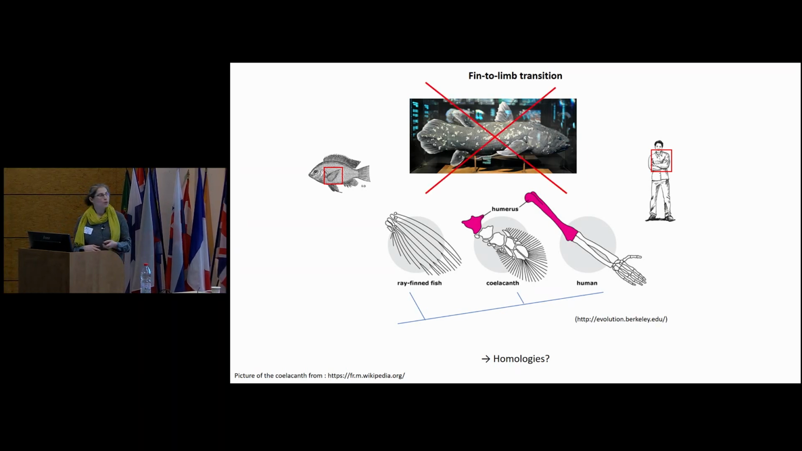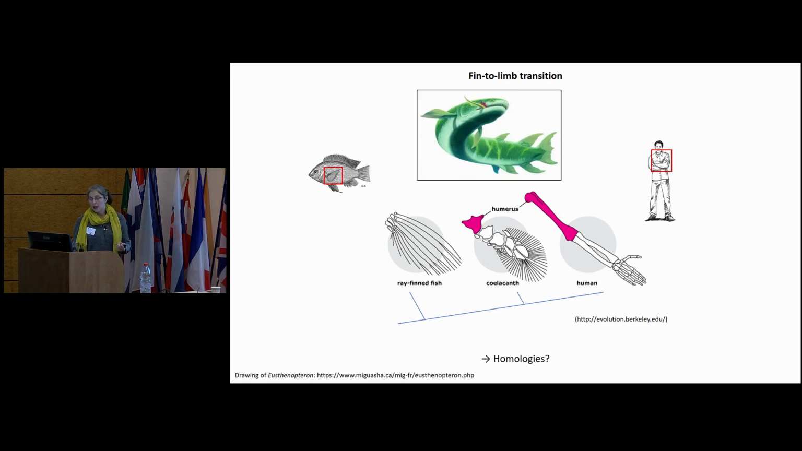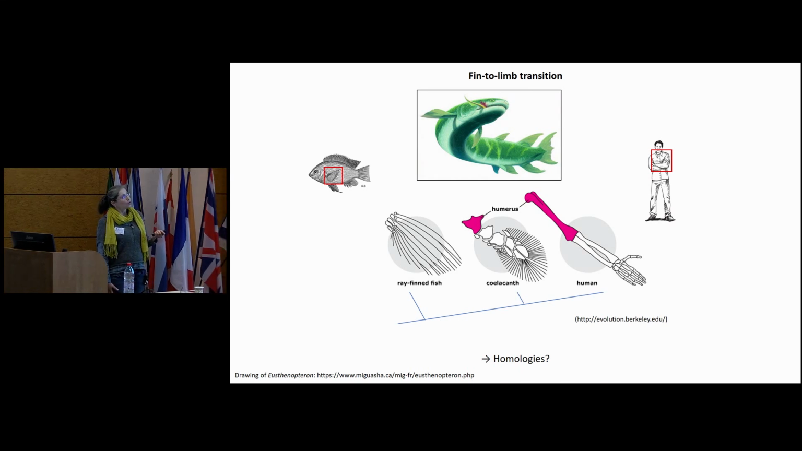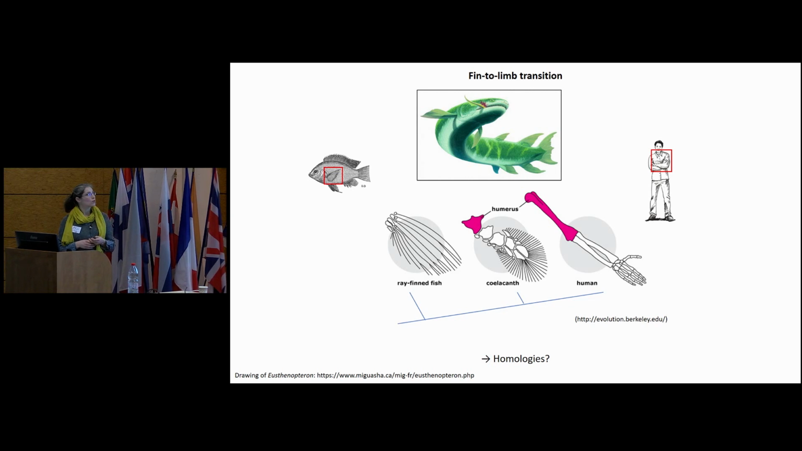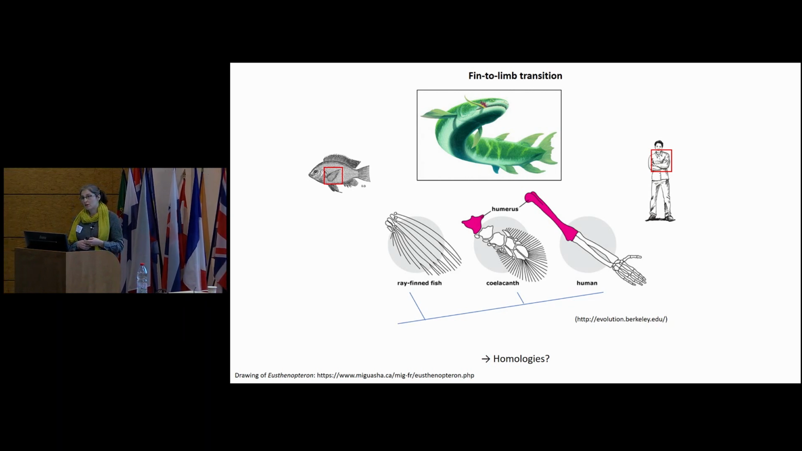So there are not good models for studying the fin to limb transition in that respect. So the idea, as a paleontologist, we had the idea to look at fossils like this Eusthenopteron. This is a lobefin fish, which was living during the Devonian, so 360 million years ago, and which has an ossified fin like that.